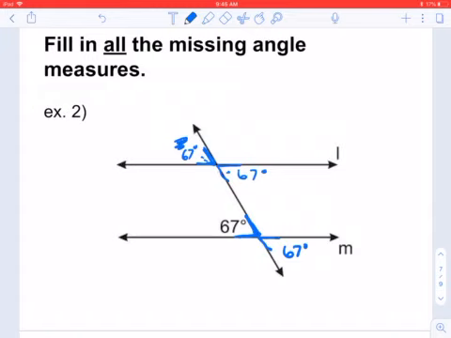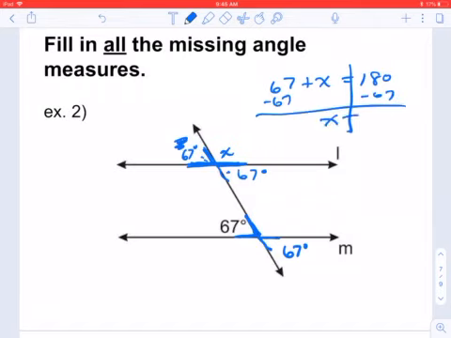Now I'm going to pick this one. I'm going to call this one X. I know that since the outside sides make 180 degrees, they make a straight line here. I know that 67 plus X equals 180. Those are supplementary angles. That's why they add to 180. Subtract the 67. I get X equals 113. So this angle is 113 degrees.